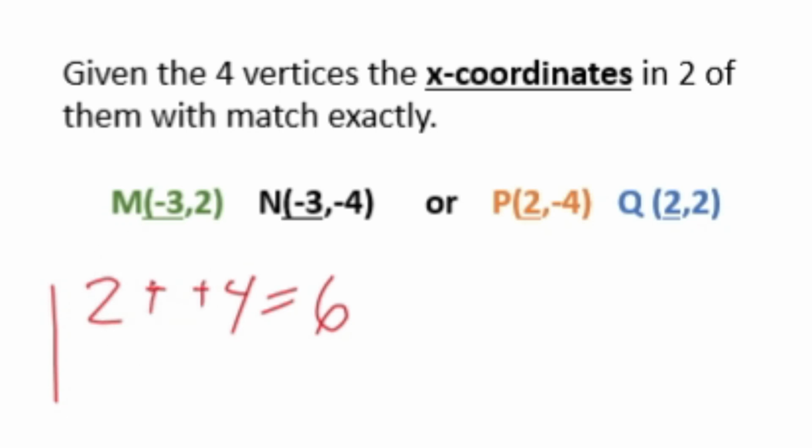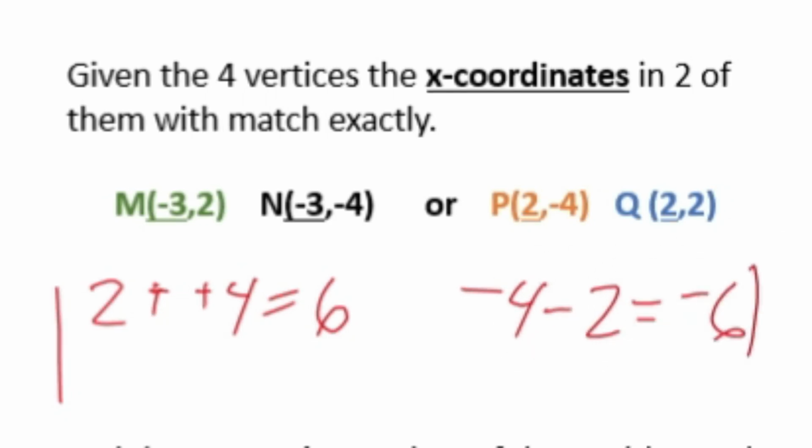We could also use the other 2 where the x coordinates are both the same at 2. We're going to subtract the y coordinates. So we have -4 minus 2, which gives us -6. And we're going to take the absolute value of that because we just want to know the length of the units. So our length is equal to 6.